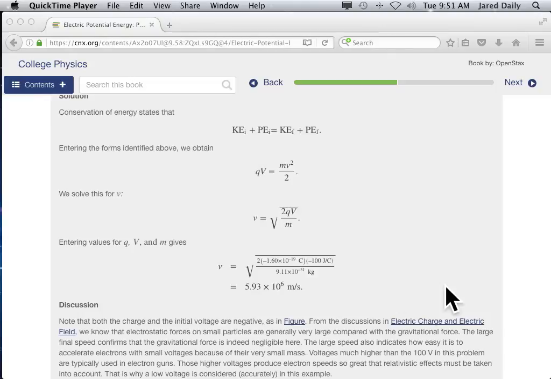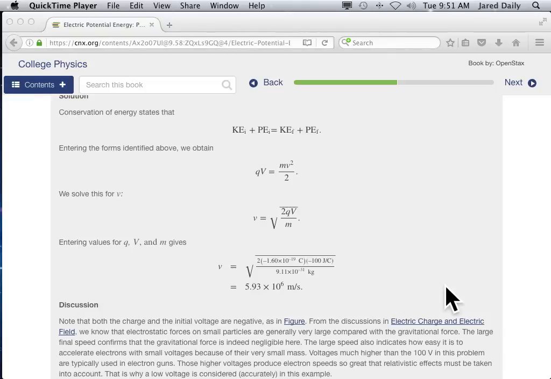How many of you have heard the rumor that electrons travel the speed of light through circuits? Anybody ever heard that before? It's a common misconception. What is the speed of light? It's 3 times 10 to the 8 meters per second. And we're talking 6 times 10 to the 6 meters per second.